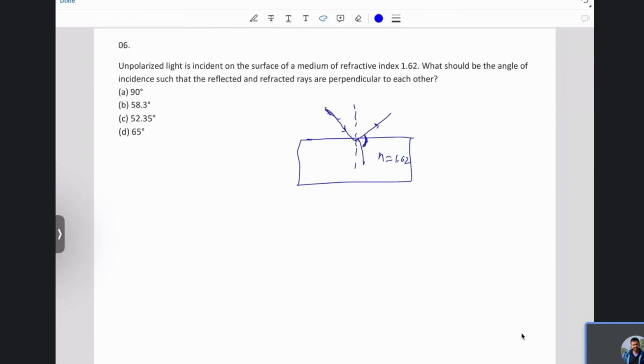So I mean, this is a very easy problem, right? You know the Brewster law, correct? So if the reflected and refracted light are perpendicular to each other, then we can simply write the incident angle as tan inverse of refractive index, right?